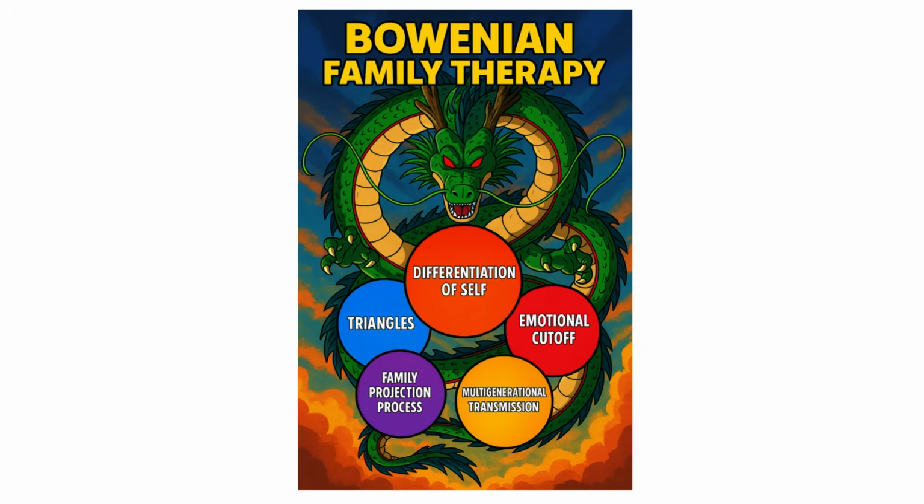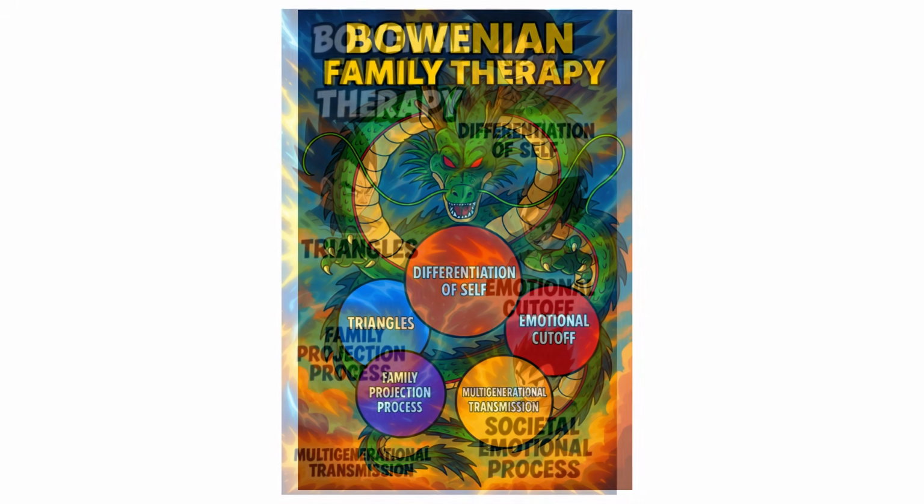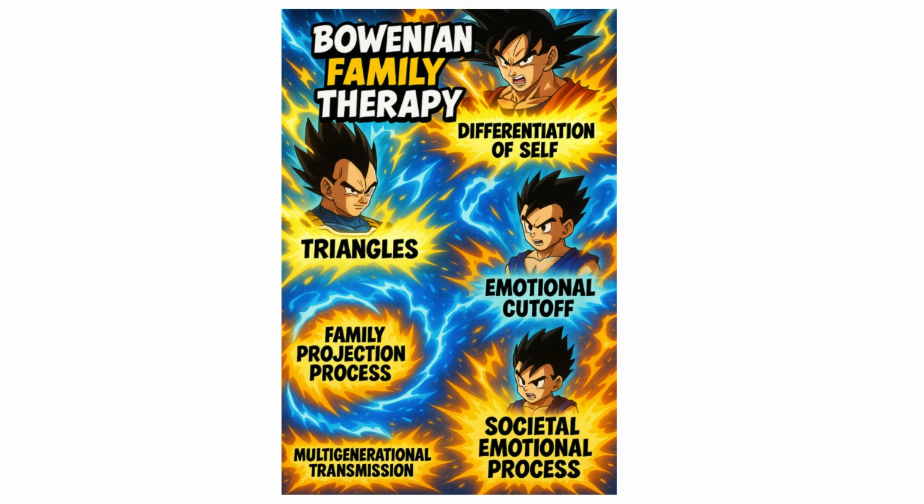First, I guess it's important to really understand what Bowenian Family Therapy is. Bowen Family Therapy is a type of therapy that aims to figure out why individuals act a certain way. The therapy focuses on 6 key components.